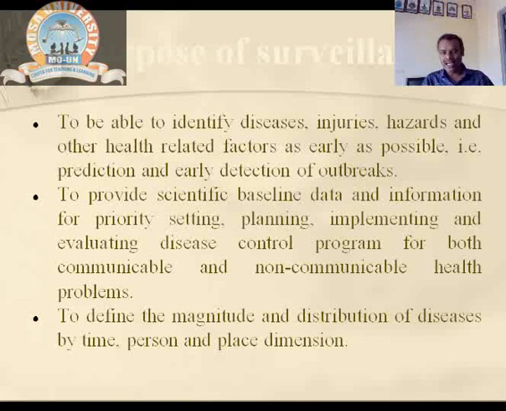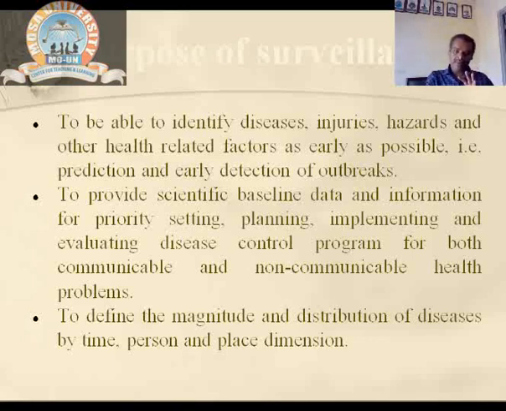Then the surveillance will provide scientific baseline data and information for priority setting, planning, implementation, and evaluation of disease control programs for both communicable and non-communicable diseases. So it will support us in priority setting, planning, implementation, and evaluation of a particular disease control program. Then it also helps us define the magnitude and distribution of the disease by time, place, and person dimensions.